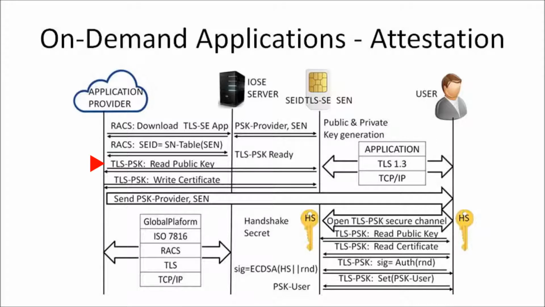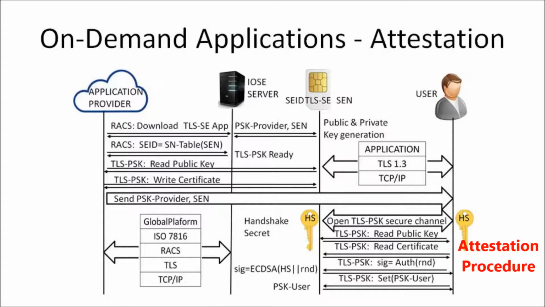The application provider reads the public key and generates a certificate, that is to say the ECDSA signature of the public key hash with the certification authority private key. The application provider transfers the PSK, that is to say the PSK provider, and SEN to the user. The attestation procedure transfers TLS-SE ownership to the user.